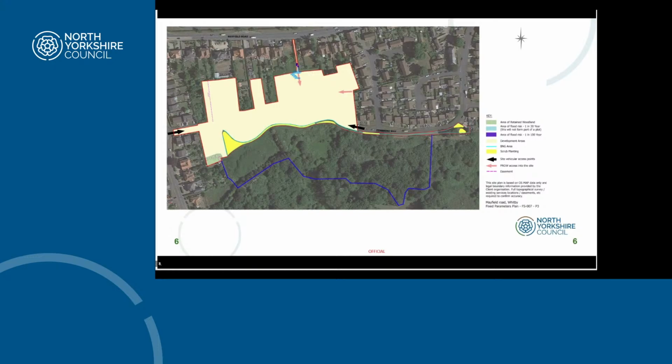This is the parameters plan that's been submitted by the applicant. If approved today, this would form an approved document that future reserve matters would comply with. As you can see, there's a large light yellow residential zone, and there's a smaller brighter yellow biodiversity net gain area shown for scrub planting. You can see the western access for vehicles to Resolution Way. There's a northern pedestrian access to Mayfield Road. There's an eastern pedestrian access to Drake Close, and there's an eastern vehicular access to Pembroke Way.